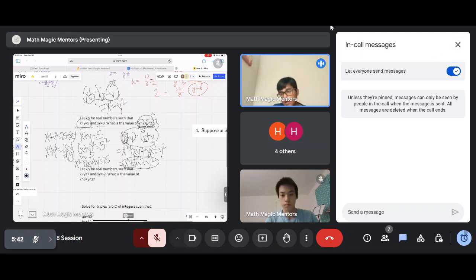But I think getting to the answer is fine, the main idea we were trying to see here is that x plus y squared is going to be x squared plus 2xy plus y squared.